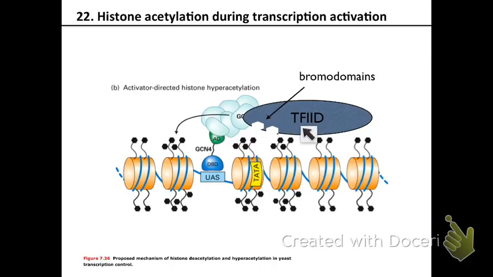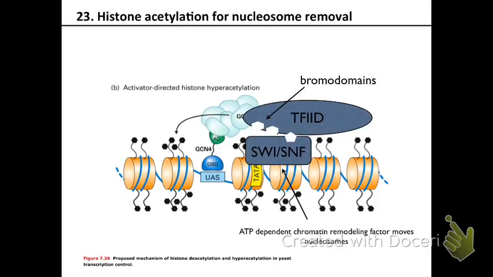So this is TFIID. It has subunits that can bind to acetylated tails through domains called bromodomains. Okay? So it recognizes these acetylated sites and goes to them. All right. The acetylation also helps another protein complex called SWI/SNF, which also has subunits with bromodomains that bind to acetylated tails.